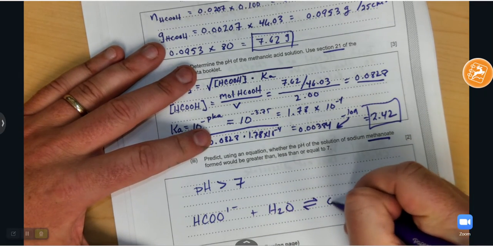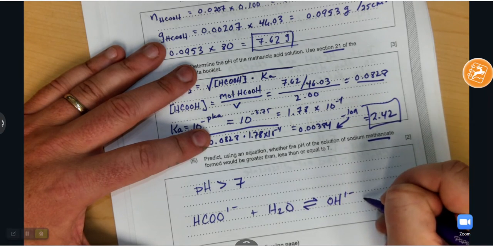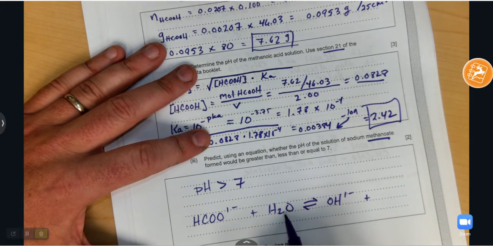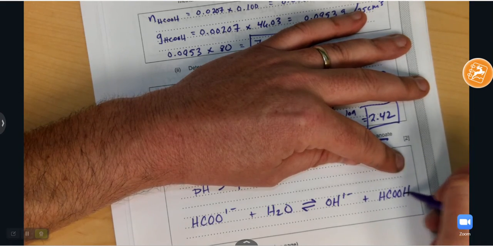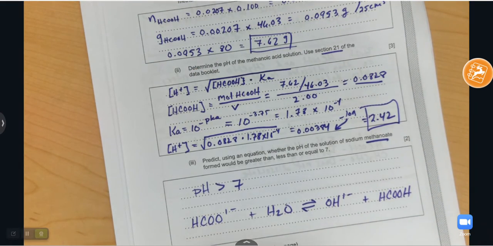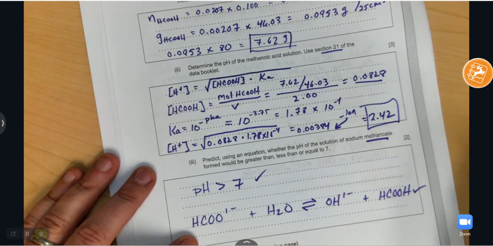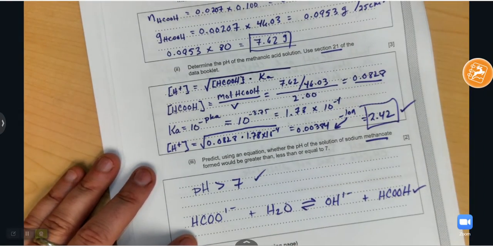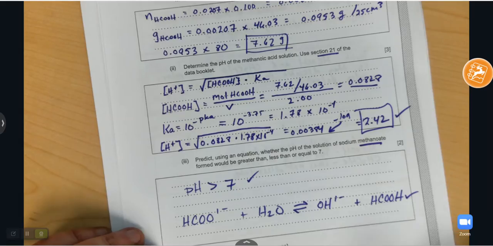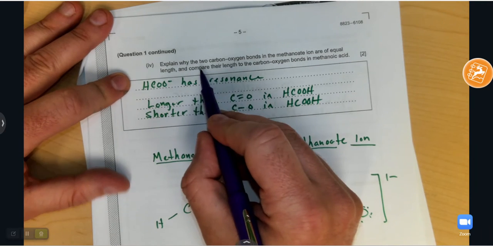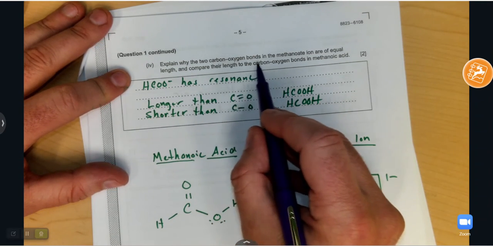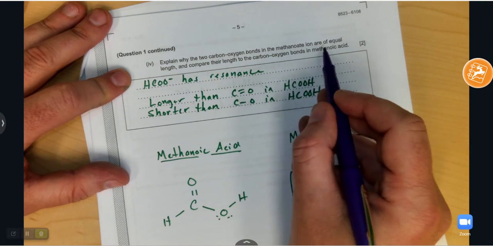Well, if we're going to have a basic solution, then we're going to have hydroxide ions. We take the OH away from water, which leaves H+, which will react to produce the undissociated acid. So I'd say that's mark 1 and that's mark 2. I bet you for that one, if you get it at all, they give you all the marks. Again, we'll see.